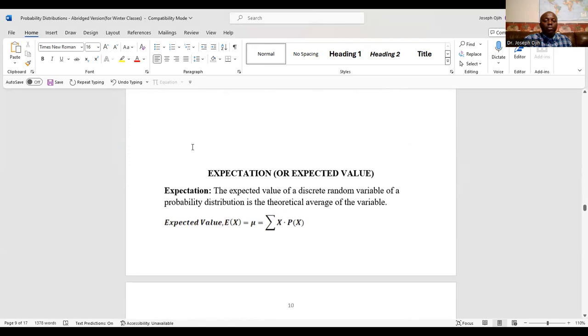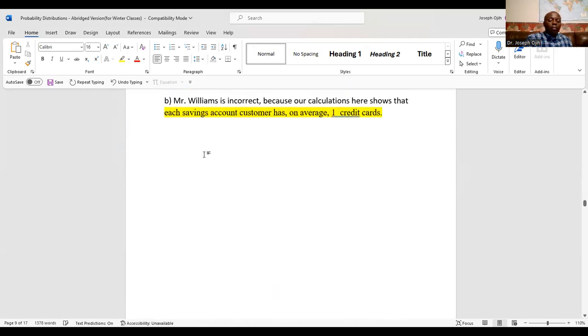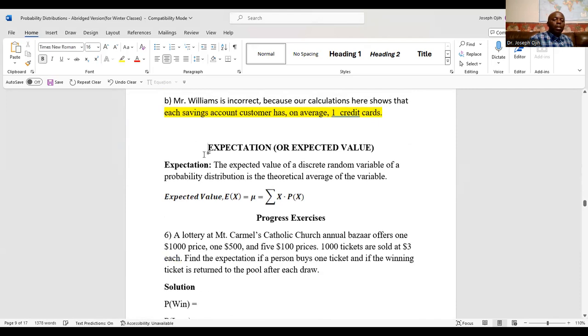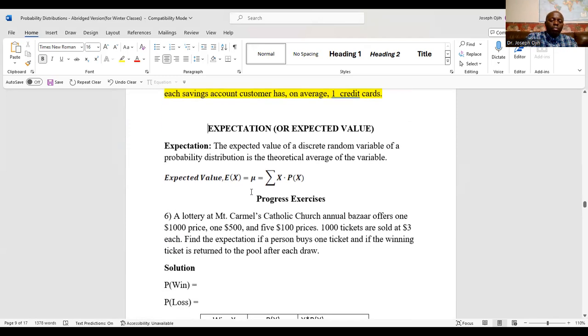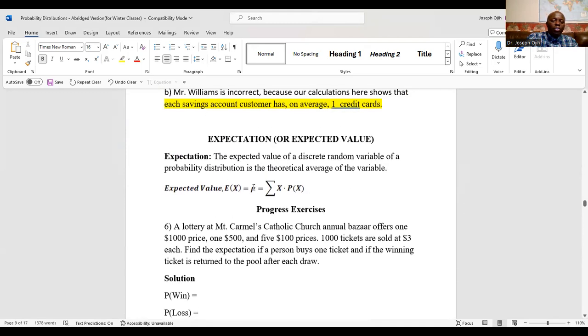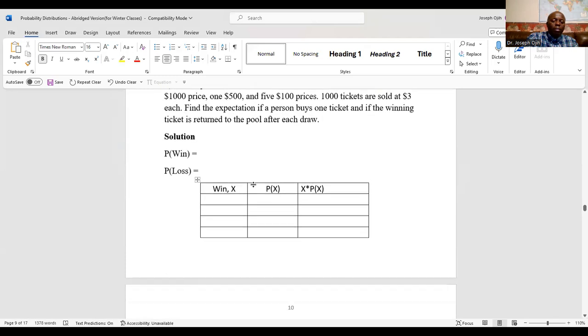So, expected value. Our next topic will be expected value. The expected value of a random variable is the theoretical average of that variable. That's what it means.